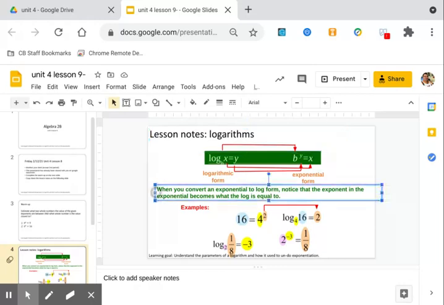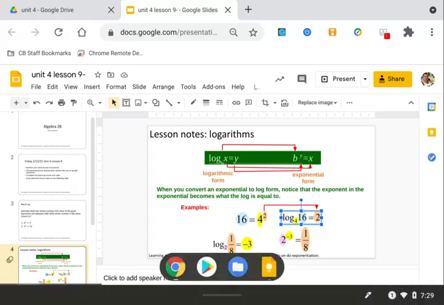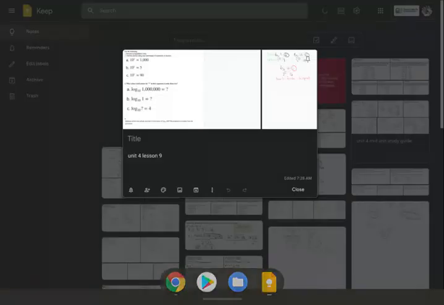Notice it says here in the middle, when you convert an exponential to a log form, notice that the exponent in the exponential becomes what the log is equal to. That's this right here and this right here. Okay? This and this. The answer to the log is the exponent in the exponential form. So that is our goal for today, to be able to go back and forth between the two and answer some basic logarithm questions just like I did a minute ago.